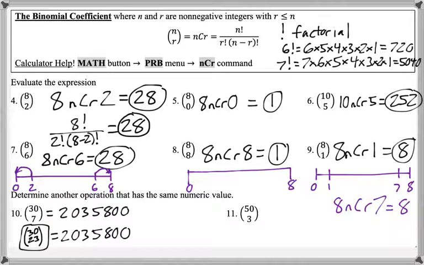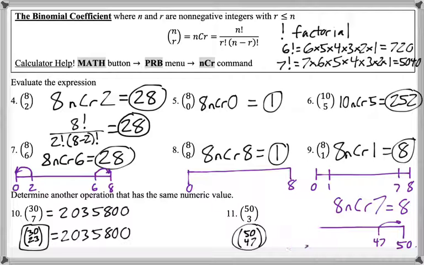Let's look at 11. We know the top number has to be 50, and if we draw the number line, the lowest value is 0, the highest value is 50, so 3 is 3 away from 0, so we need a number that is 3 away from 50. So just subtract 3 from 50 to get 47. So my operation is 50 choose 47.